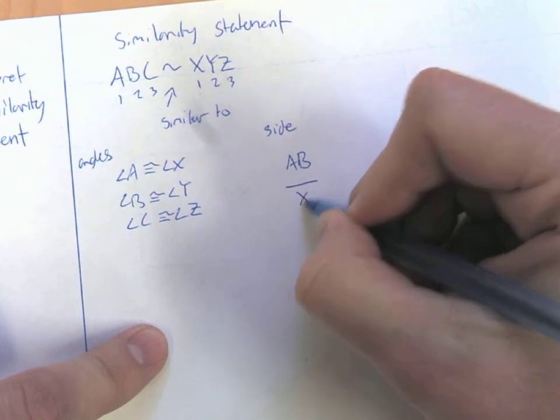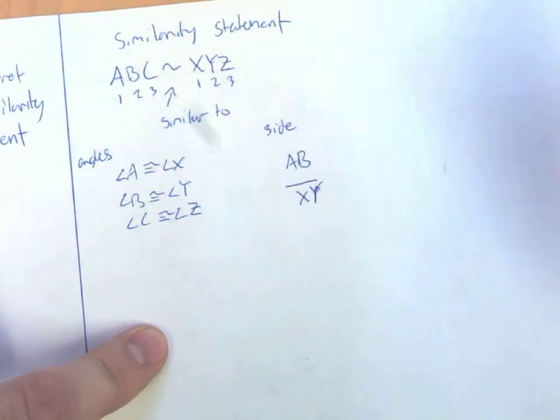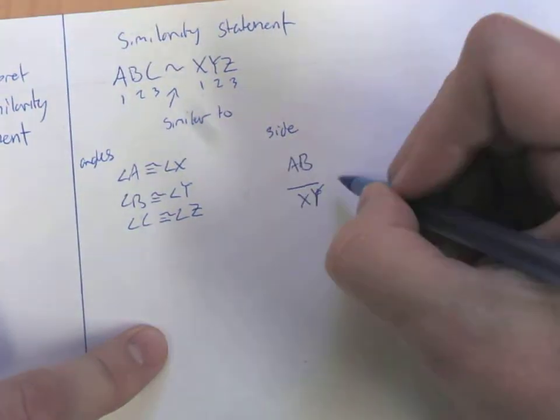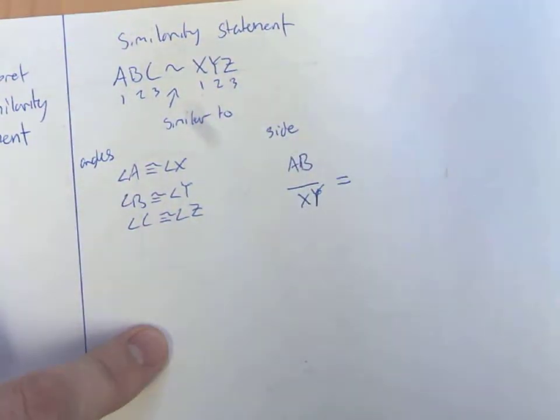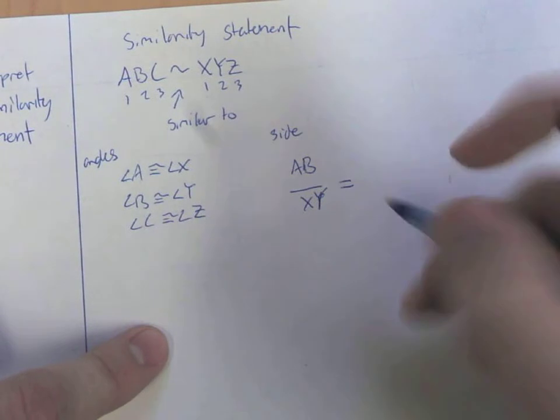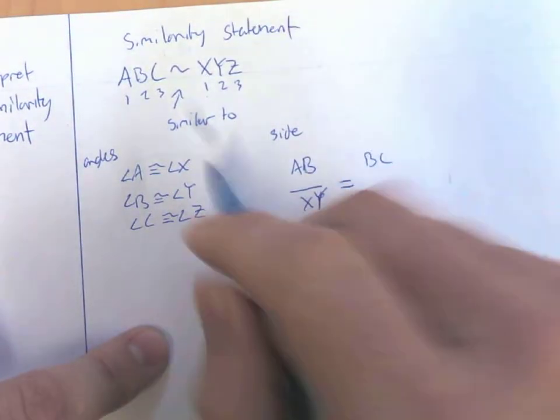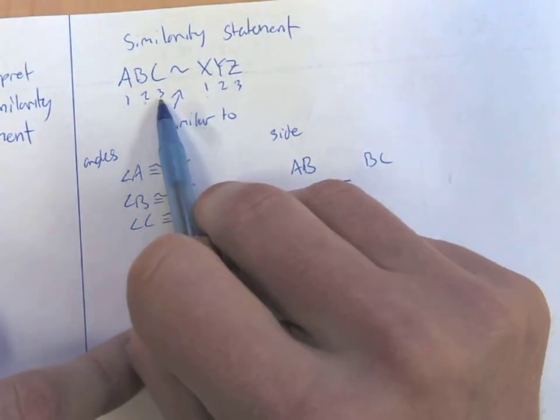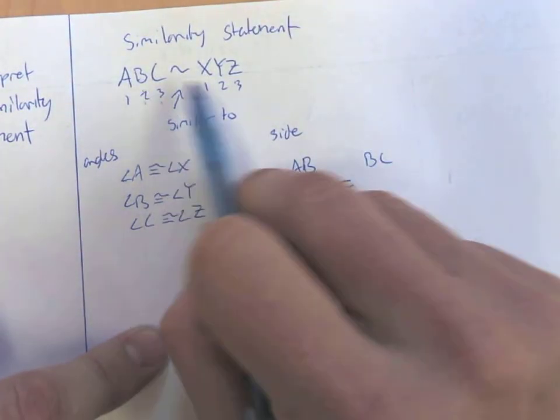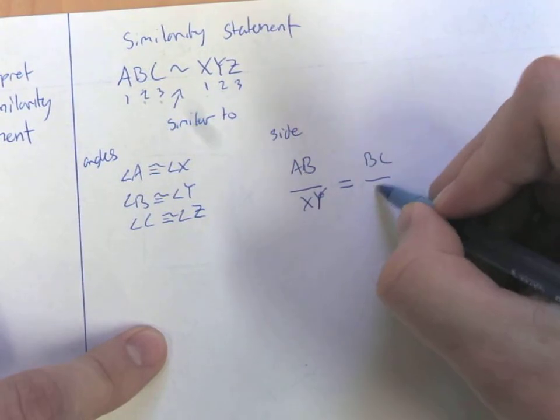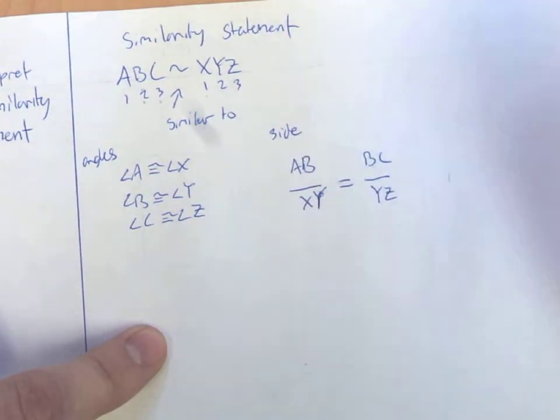We actually put them in a ratio. Okay? And we say that that's equal to the next pair of sides. So let's go BC, right? The one that connects vertex 2 to vertex 3. Okay, BC corresponds to YZ, so we put them in a ratio.